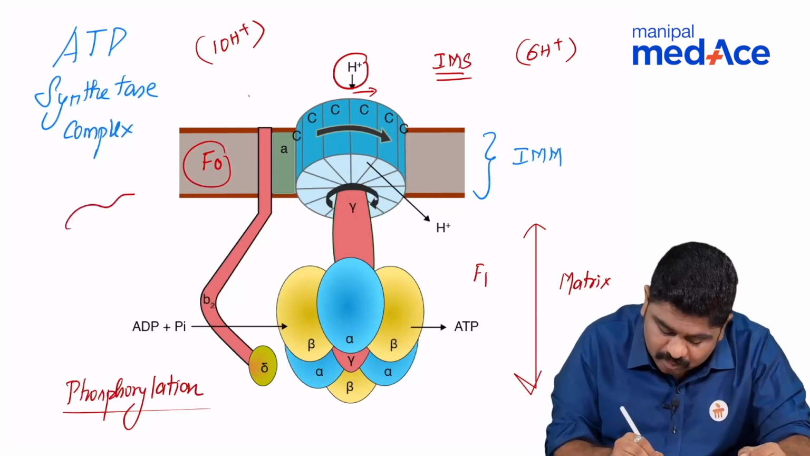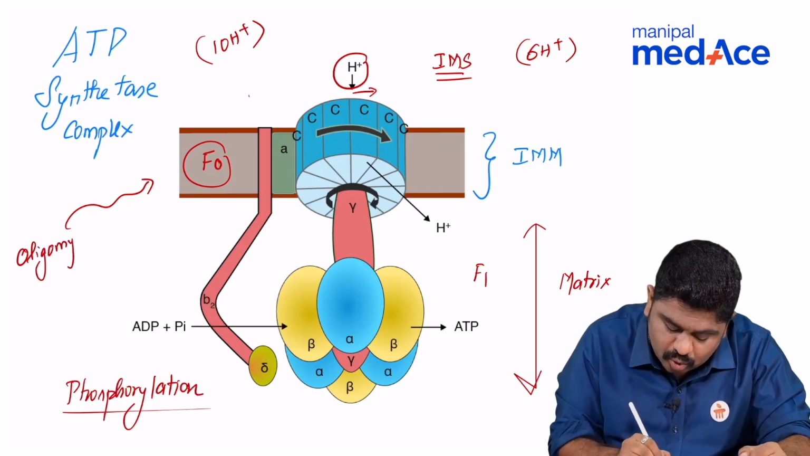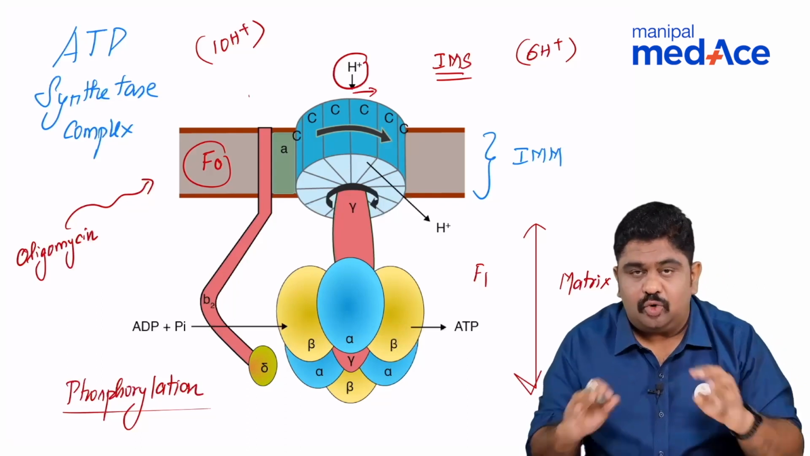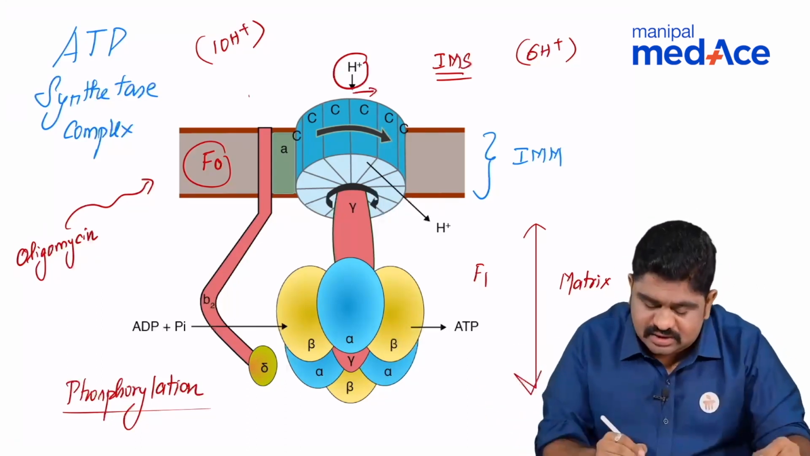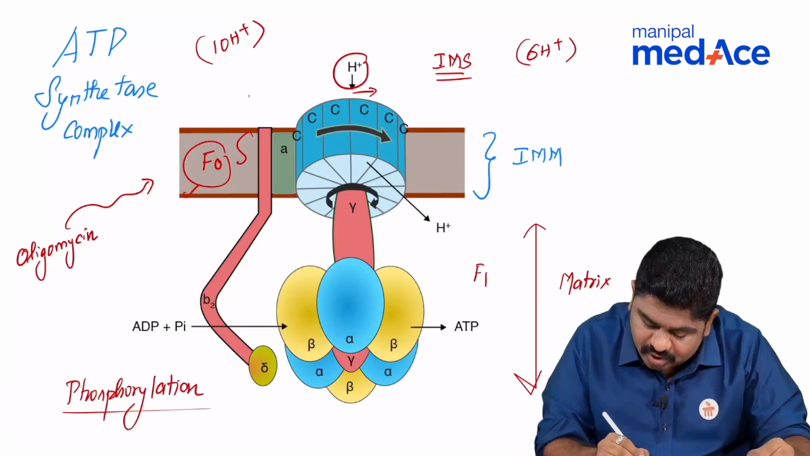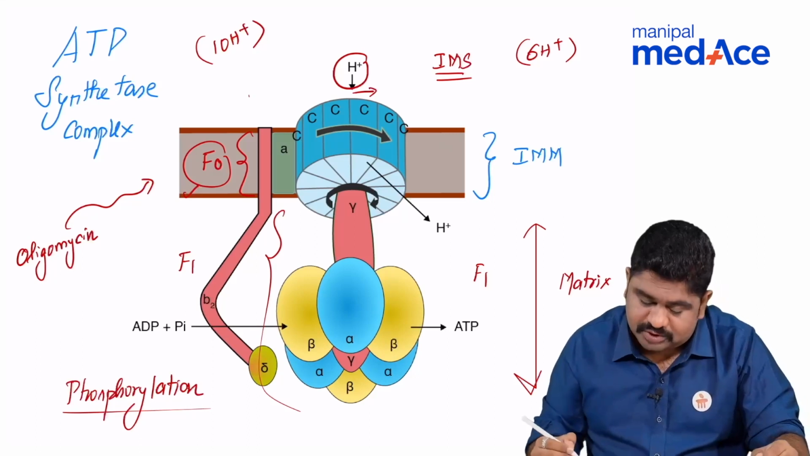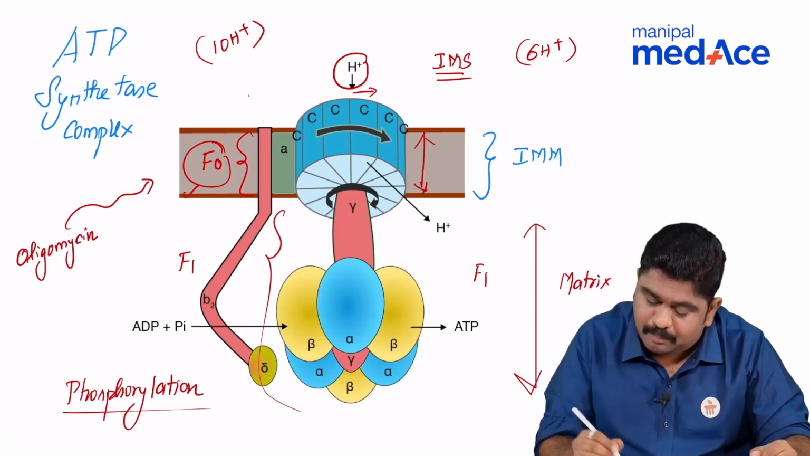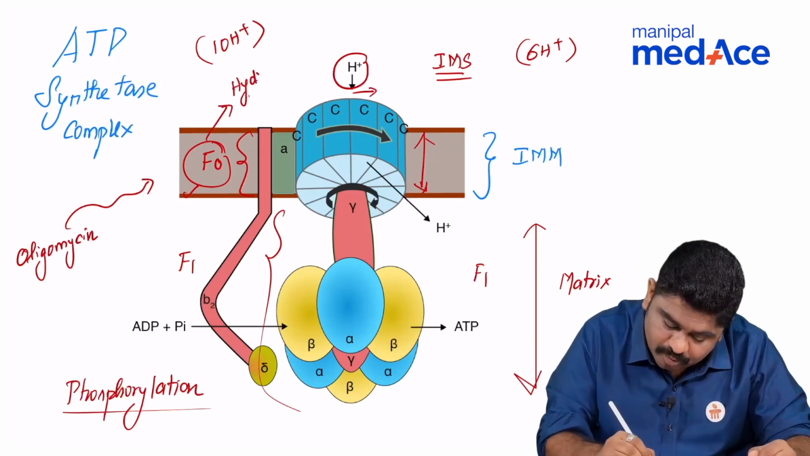Because this complex can be inhibited by a drug called oligomycin. So calling it F-zero is not ideal. Calling it FO is ideal. This is the FO portion from here to here. From here to here, it is the F1 portion. So remember, the FO portion is buried within the membrane. So the FO portion is the most hydrophobic component.